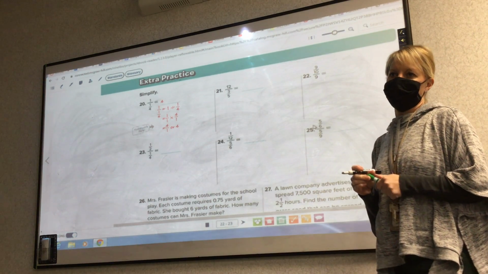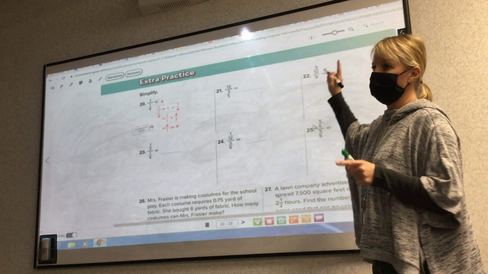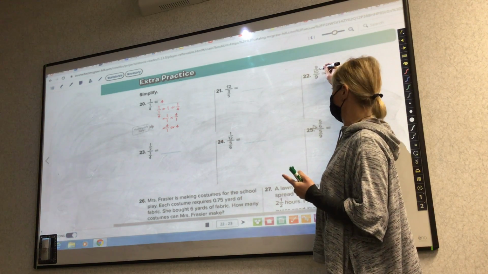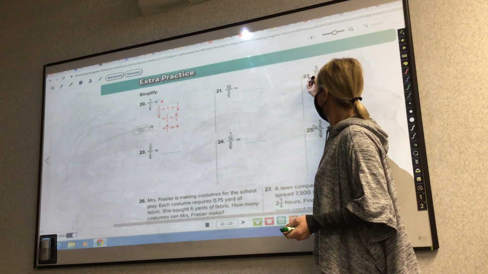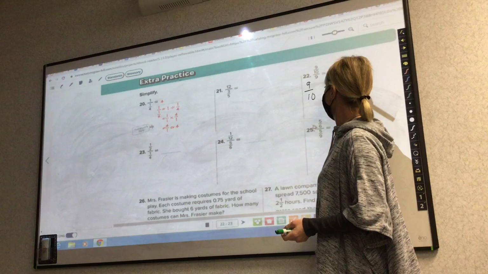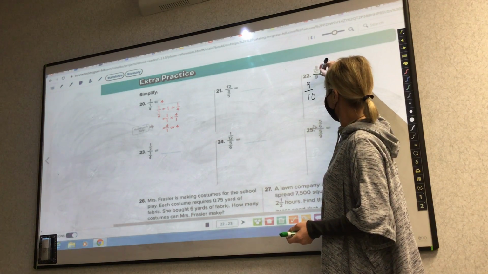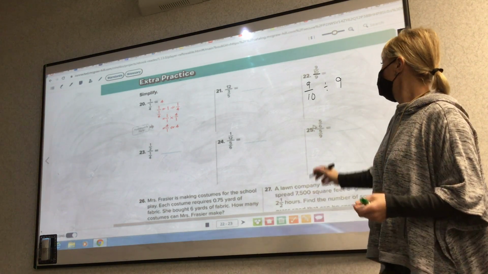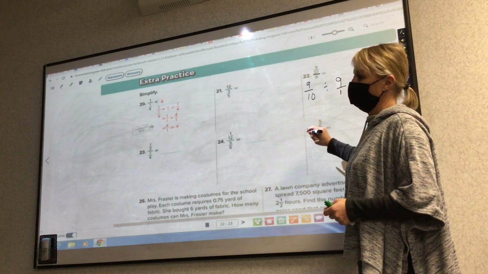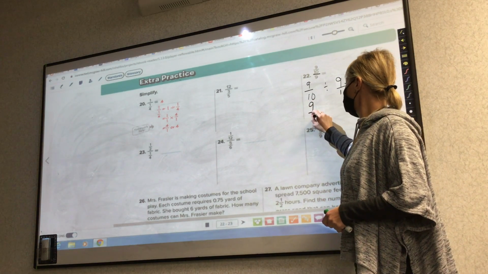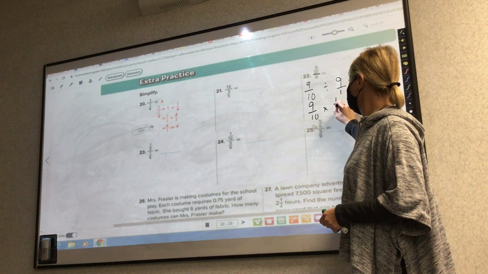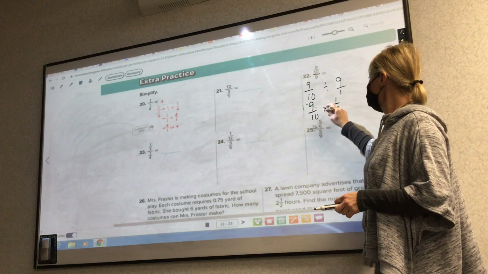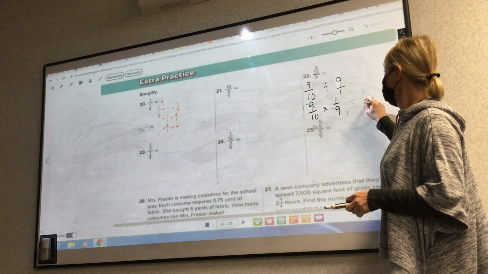On complex fractions, the biggest part was how to read it. How do I read this problem? I would read it as 9/10 divided by 9, because this line here is a little bit longer than the other one, so that's where we're going to do our division. Then I write 9 over 1, and then we do the keep, change, reciprocal. 1/10. Then I cross cancel my 9s, and I get 1/10.